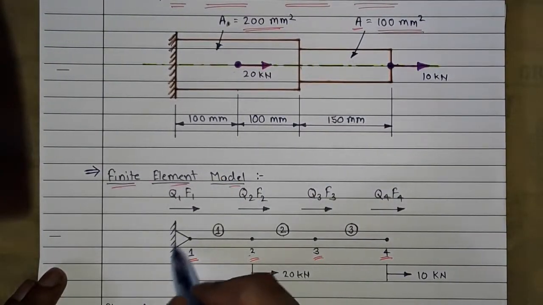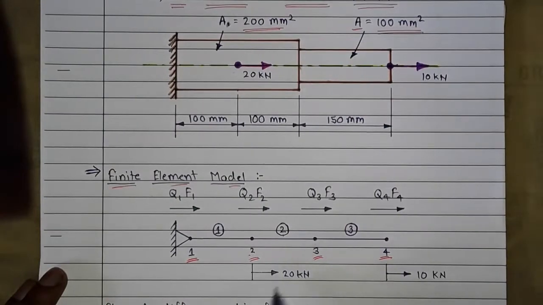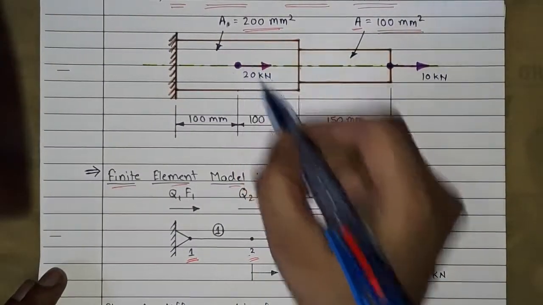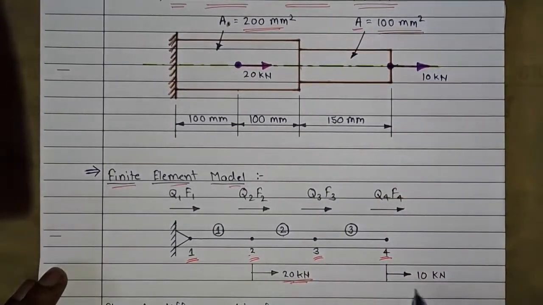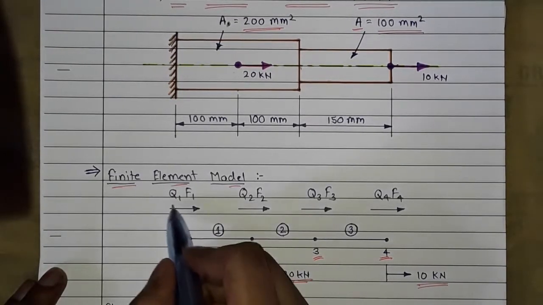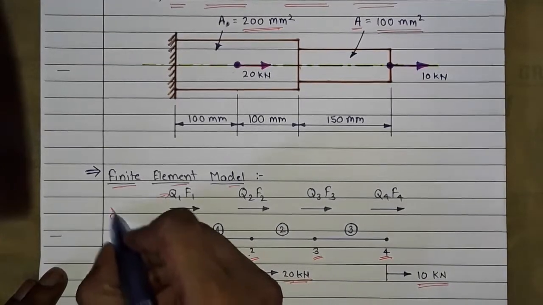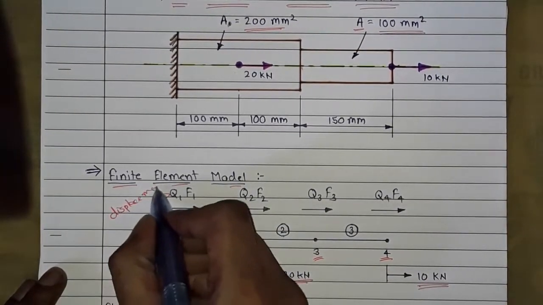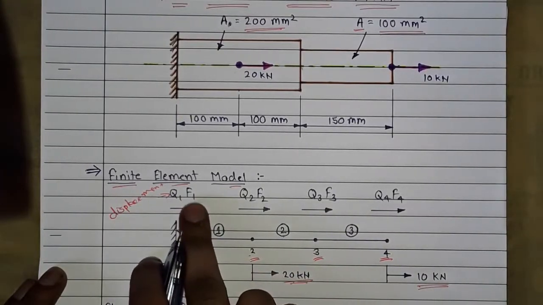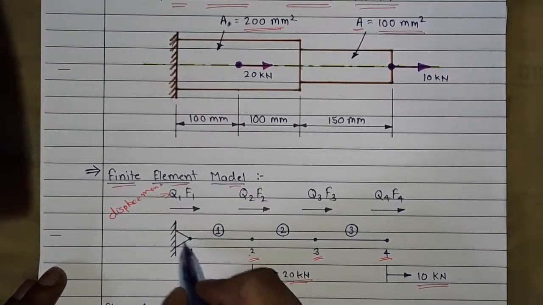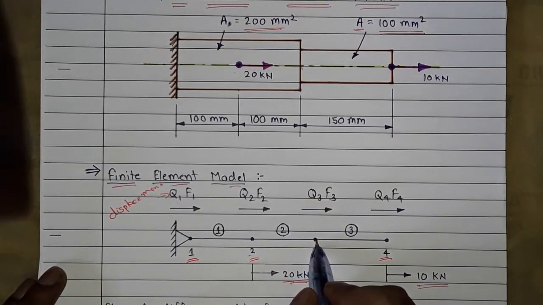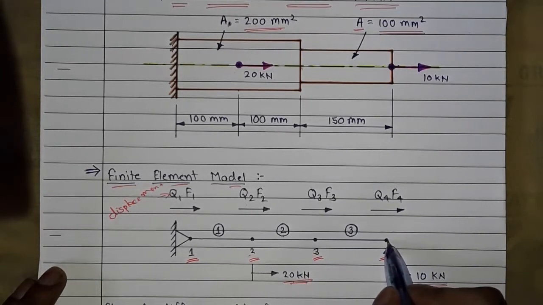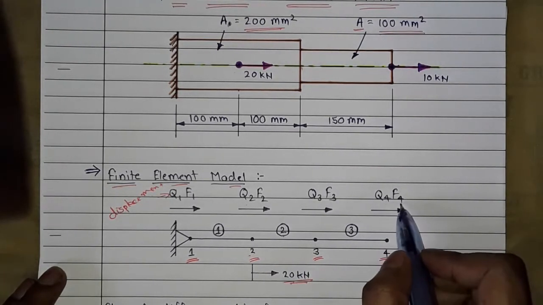Now it is fixed here, at this position. At second node, there is a 20 kilonewton force, and at fourth node there is 10 kilonewton force. And here friends, at this point, Q is the displacement and F is the force. So at this point Q1 F1, at this point Q2 F2, at this point Q3 F3, and at this fourth node Q4 F4.